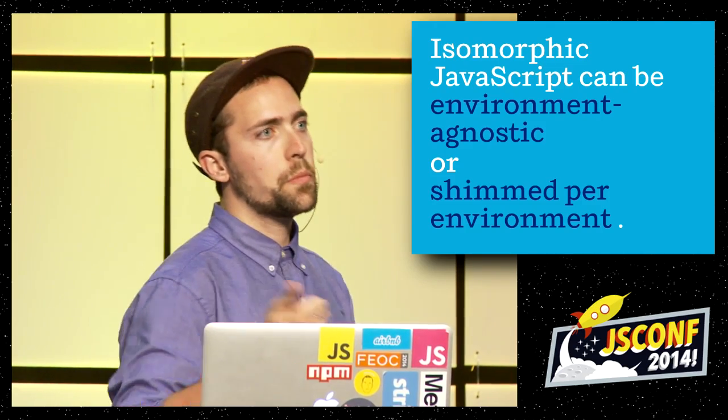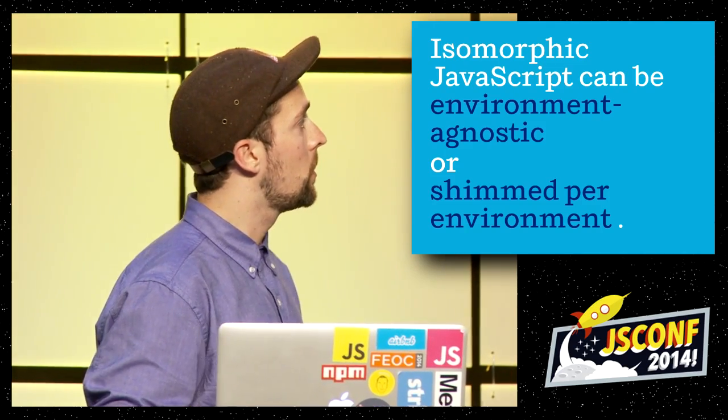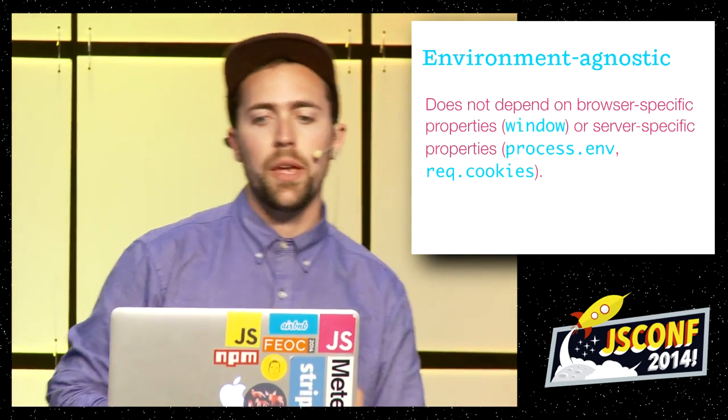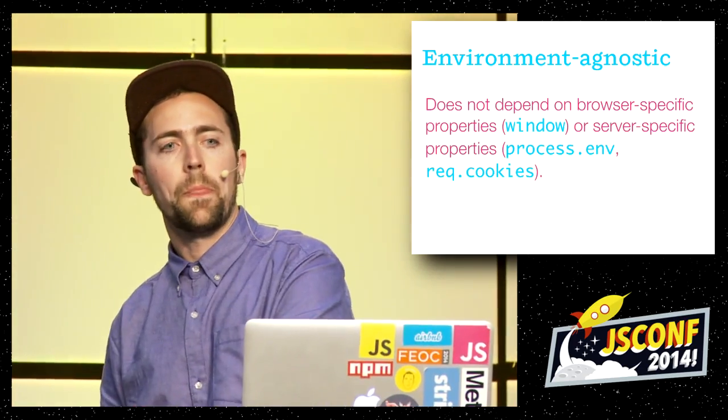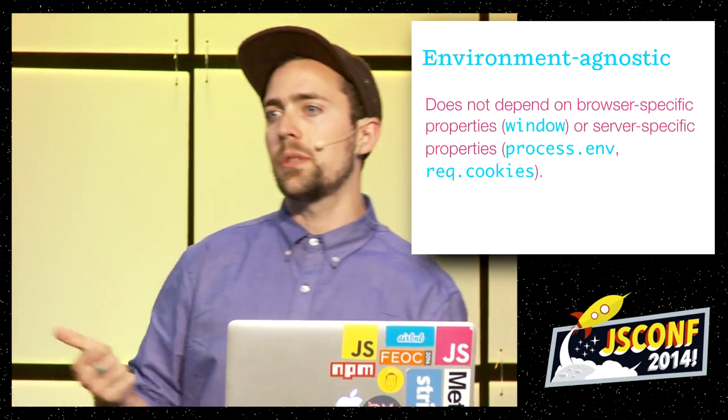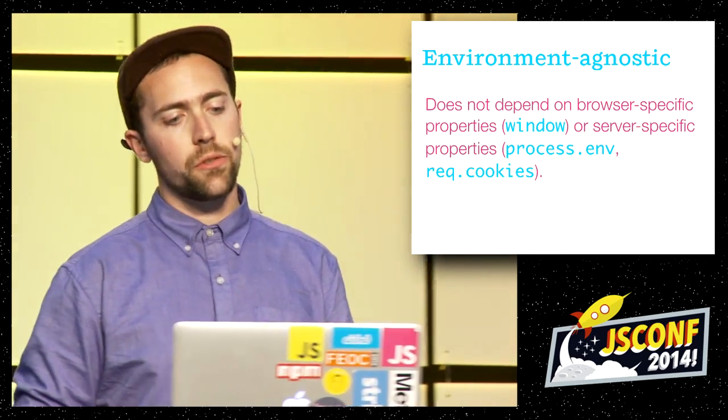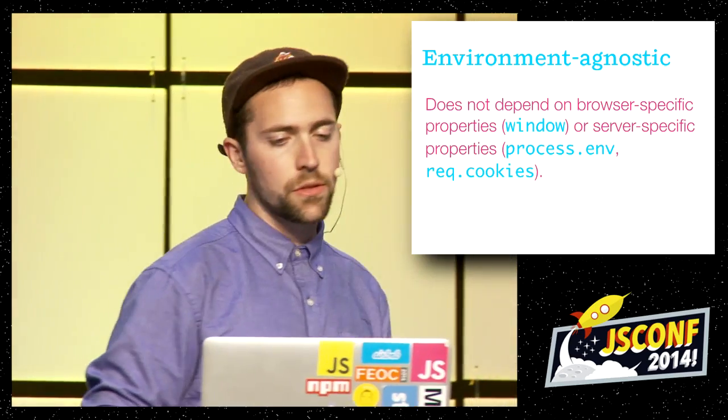I also see two categories for isomorphic JavaScript code. It could be environment agnostic, or it can be shimmed per environment. Environment agnostic code does not depend on any browser-specific properties, like the window, or any server-specific properties, like the process, or request, or response, stuff like that.